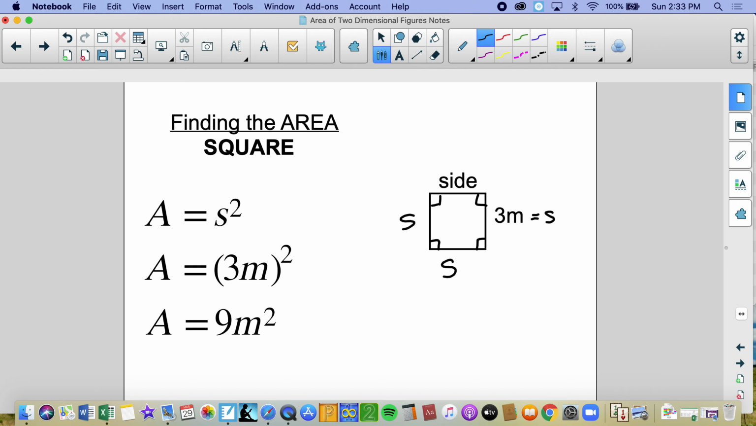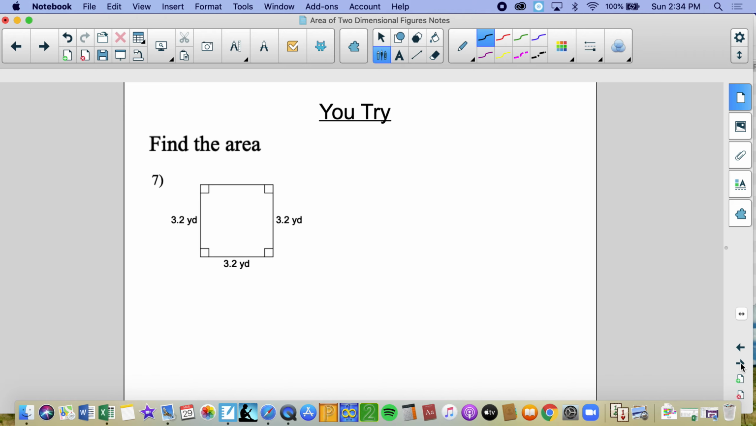So our formula, not a lot of people think that the formula for a square is base times height, which it can be because a square is a rectangle. But the real formula is s squared, meaning you're going to square a side. And that makes sense because your base times your height would just give us s squared. So 3 meters squared, we're going to square the 3, we're going to square the meters, and we get 9 meters squared. Take a moment, try this one, writing down your work, and then when you're ready, unpause the video.